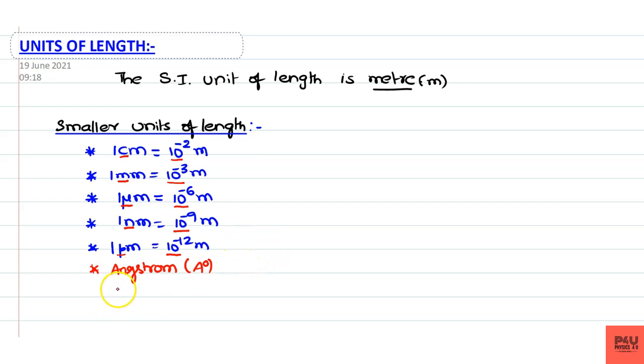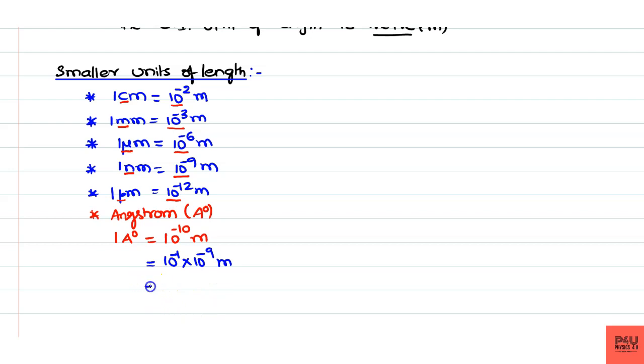1 angstrom is equal to 10 power minus 10 meter. This can be written as 10 power minus 1 into 10 power minus 9 meter. So that implies 10 power minus 1 nanometer. Nowadays we are not using the angstrom unit; we are going for nanometer. So 1 angstrom is equal to 10 power minus 1 nanometer.